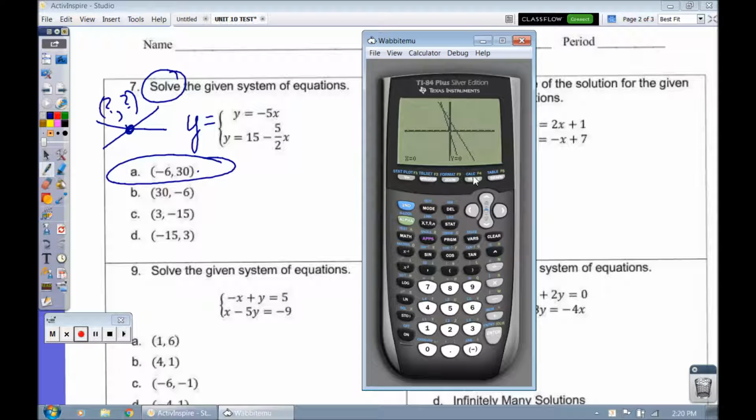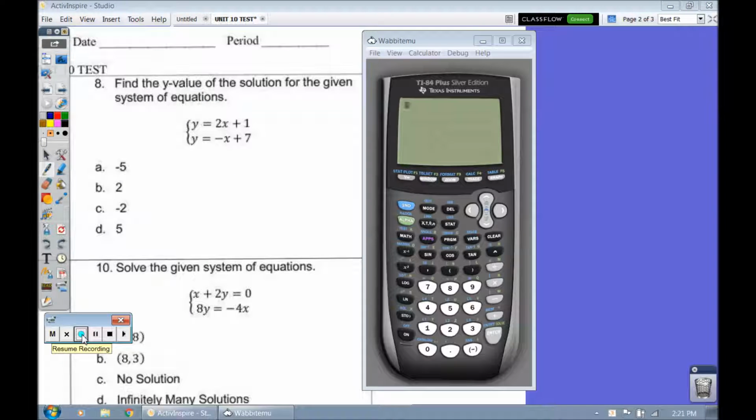There's something called calc. Second, we're going to calculate, guess what? An intersection, number 5. And then all you have to do is get your blinking cursor where you think the intersection is and just hit enter, enter, enter. And guess what? It gives me the x value of -6 and a y value of 30. Our answer is A.